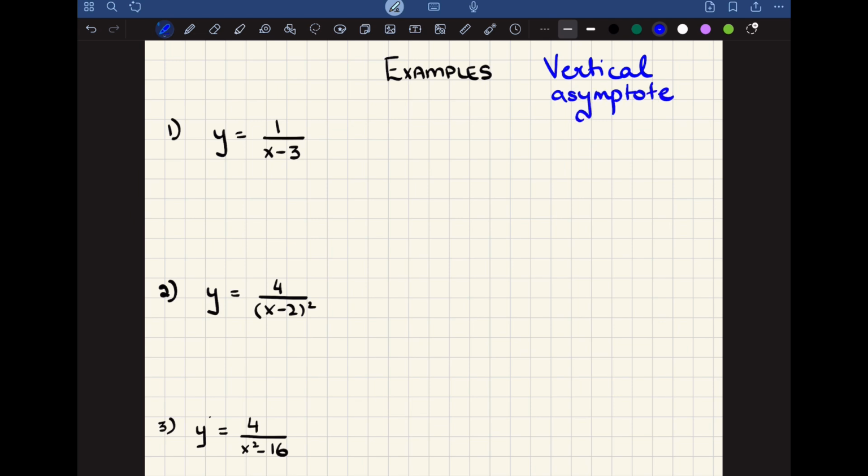So for vertical asymptotes, what is the technique that we are going to follow? We are just going to set our denominator equal to 0. Okay, so what is the denominator here? This is the denominator. We're just going to pick that up, and we're going to equate that to 0. x equals 3. So what is the equation of the vertical asymptote in example number 1? It is x equals 3.